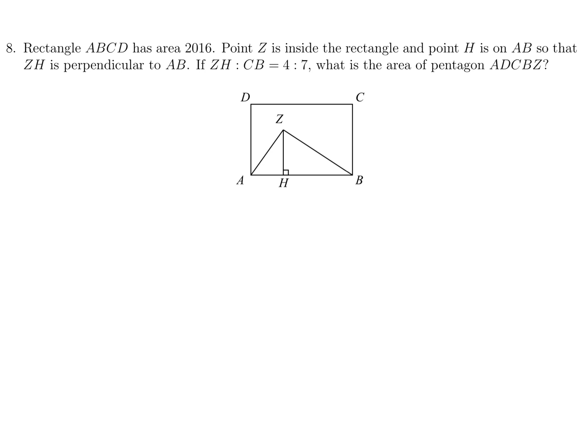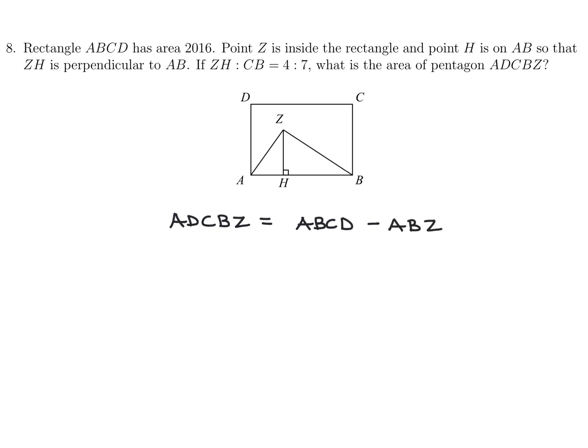Rectangle ABCD has an area of 2016. Point Z is inside the rectangle, and point H is on AB, so that ZH is perpendicular to AB. If ZH to CB is 4 to 7, what is the area of pentagon ADCBZ? ADCBZ looks to me like it's the area of the full rectangle minus that triangle ABZ.